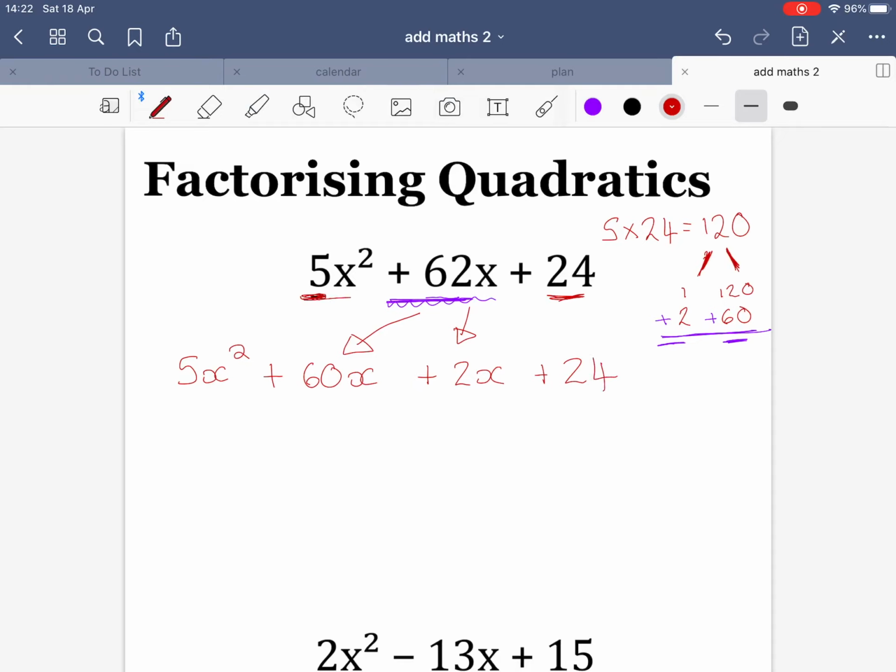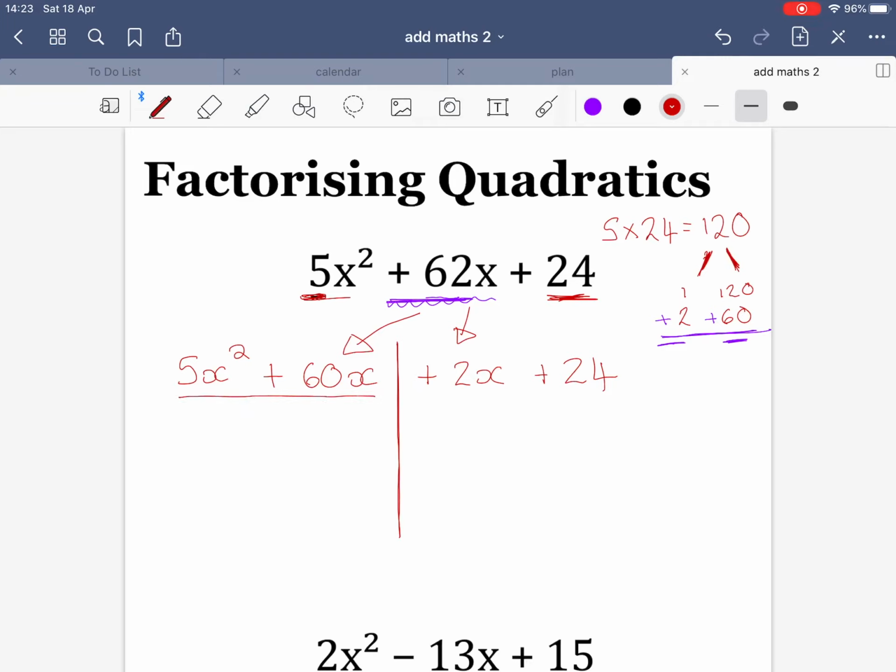Okay, so I've rewritten my equation. My 5x squared stays the same, my 24 stays the same, and my 62x I've split into 60x and 2x. Then I want to split this down the middle, right before this positive or negative sign. Split it right down the middle, and I want to factorise one half and factorise the other.